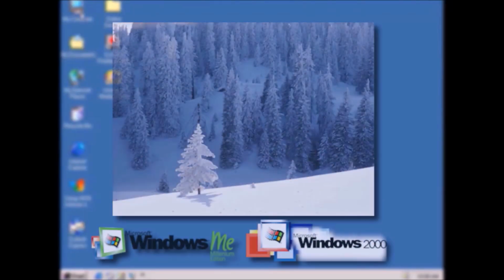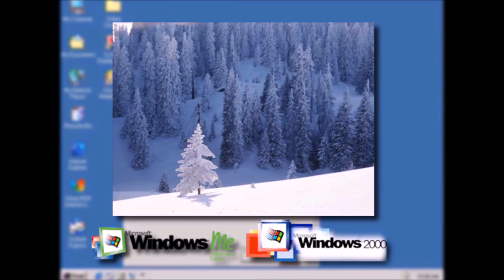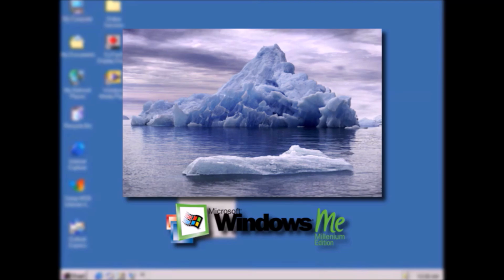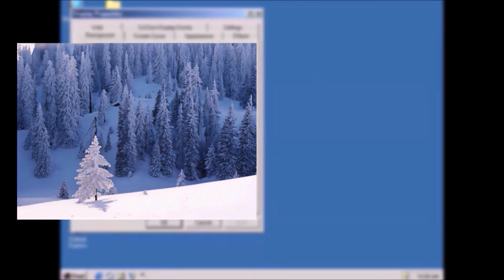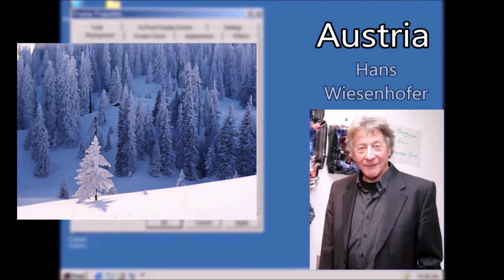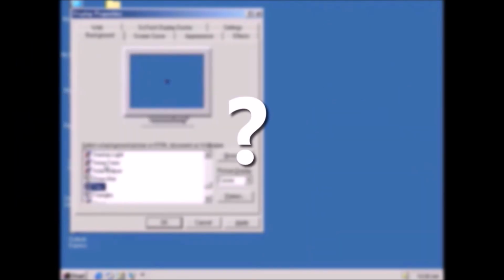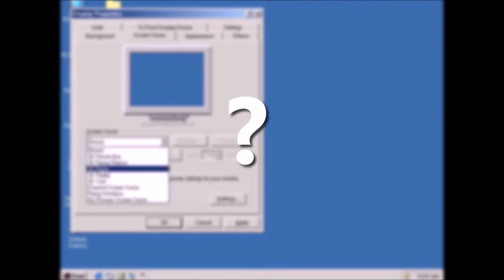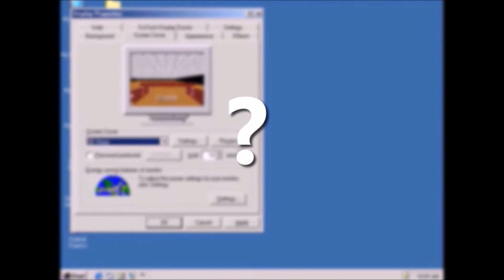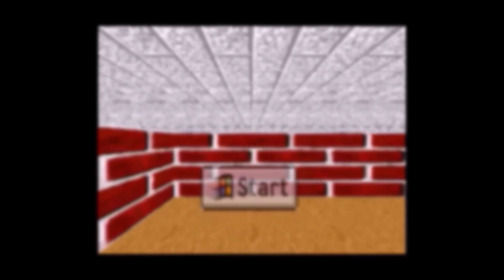Windows 2000 and Millennium Edition both include one winter wallpaper, called Snow Trees, while Millennium Edition has an extra one, as a part of its sample pictures. The Snow Trees wallpaper was taken presumably in Austria by the Austrian photographer Hans Wiesenhofer. The year in which it was taken is unknown, but my guess is that it was most likely taken somewhere between 1995 to 1999. The second image, exclusive to Windows Millennium Edition, is titled Iceberg.